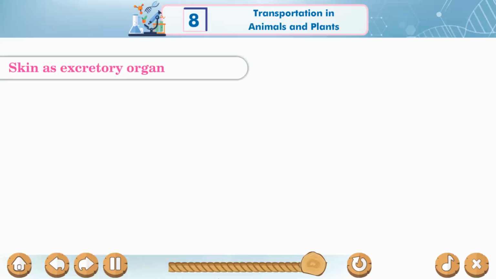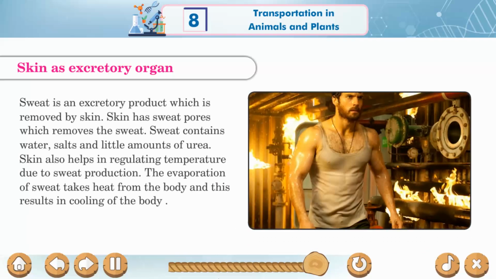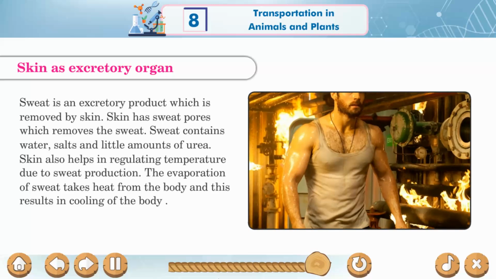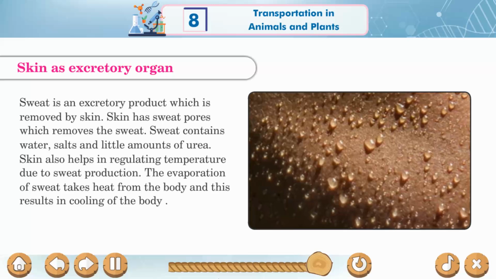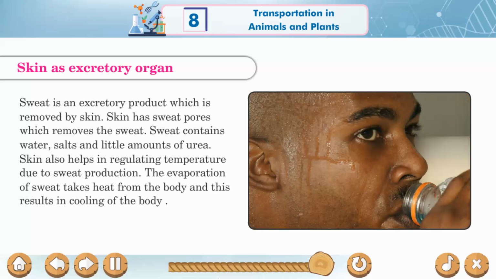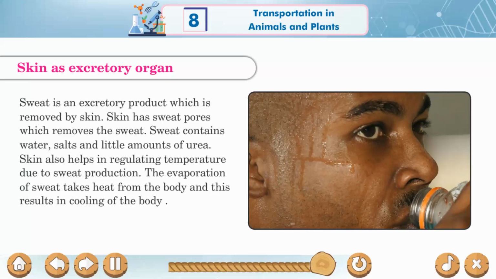Skin as excretory organ. Sweat is an excretory product which is removed by skin. Skin has sweat pores which remove the sweat. Sweat contains water, salts, and little amounts of urea. Skin also helps in regulating temperature due to sweat production. The evaporation of sweat takes heat from the body and this results in cooling of the body.